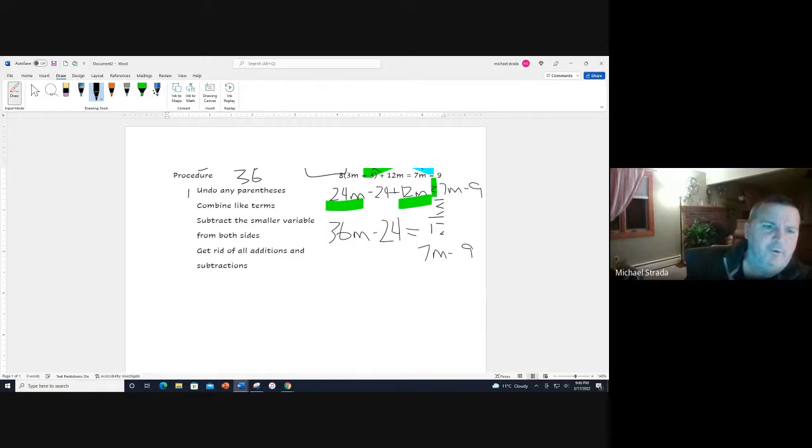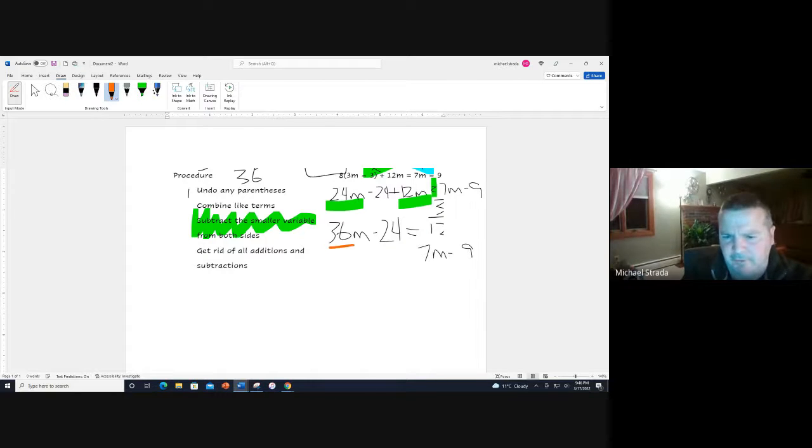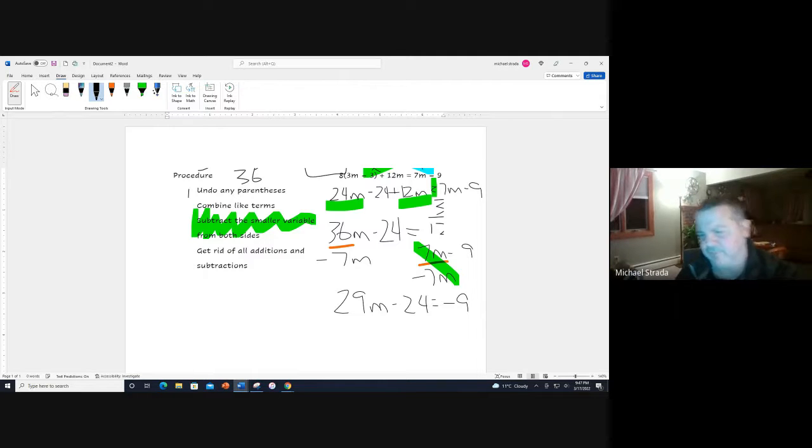Now, if you want to avoid negative numbers, this is important: you want to subtract the smaller variable from both sides. What I mean by that is this. Over here, we've got a 36m. Over there, we have a 7m. 7m is smaller than 36m, so we're going to subtract 7m from both sides. When I do that, it cancels out your 7m's on the right. 36 minus 7 is 29, so that gives me 29m minus 24 equals negative 9. Don't forget about your signs.